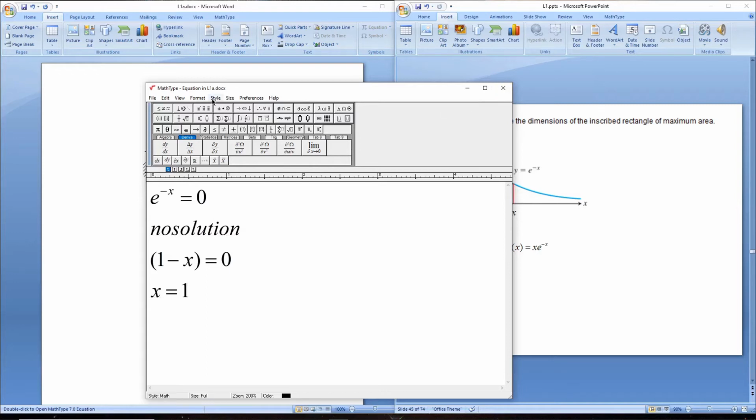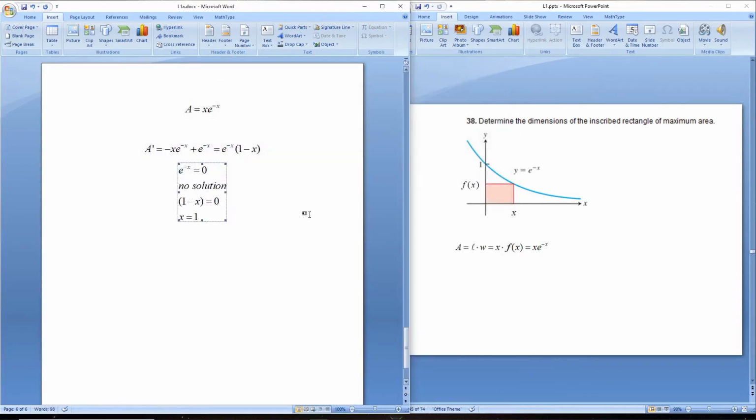It just bothers me there's no space in there. I have to go to the text there, though. There we go. So we have one critical number, x equals 1.